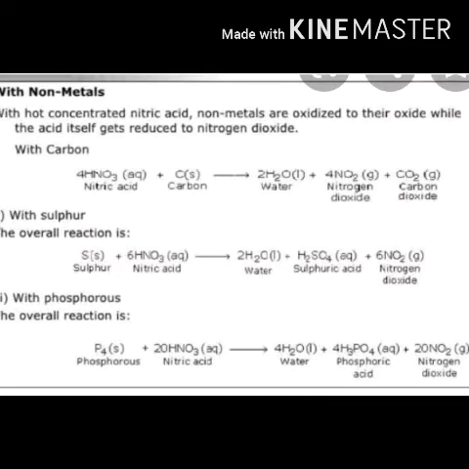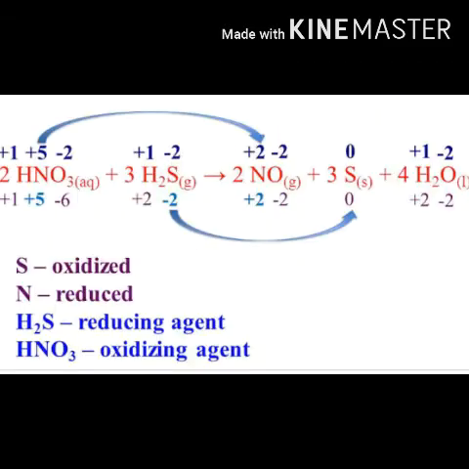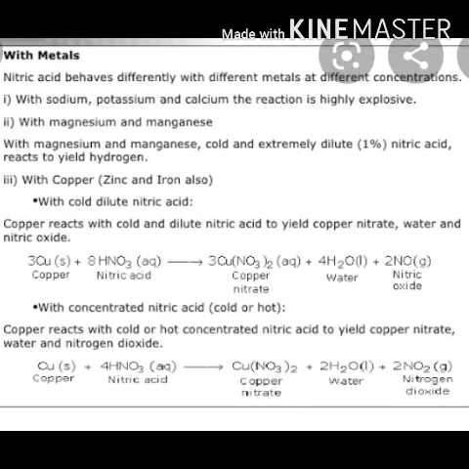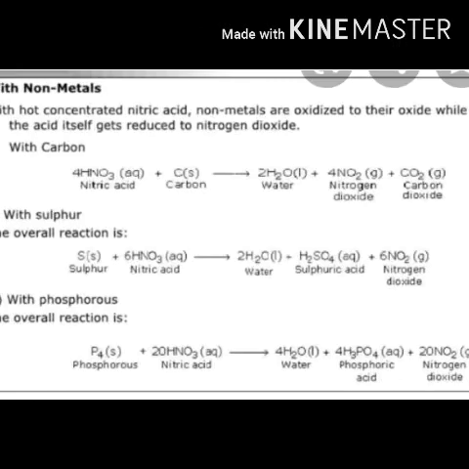Now when copper reacts with nitric acid in different concentrations, Cu plus 4HNO3, hot and concentrated, gives Cu(NO3)2 plus 2NO2 plus 2H2O. 3Cu plus 8HNO3, dilute and cold, gives 3Cu(NO3)2 plus 2NO plus 4H2O. Whereas 4Cu plus 10HNO3, very dilute and cold, gives 4Cu(NO3)2 plus N2O plus 5H2O.